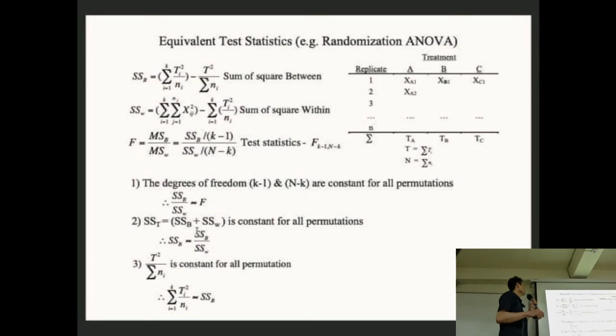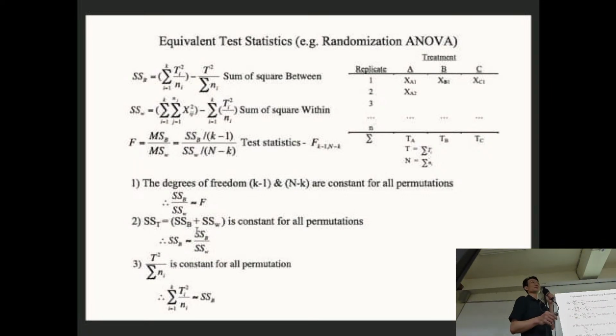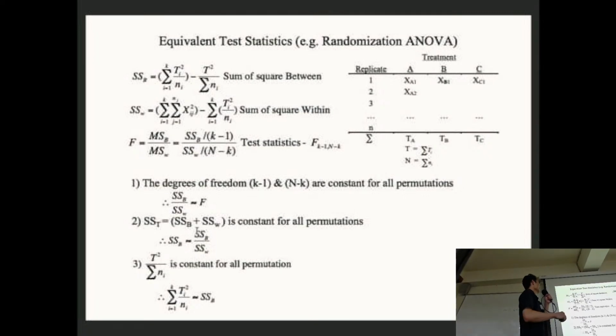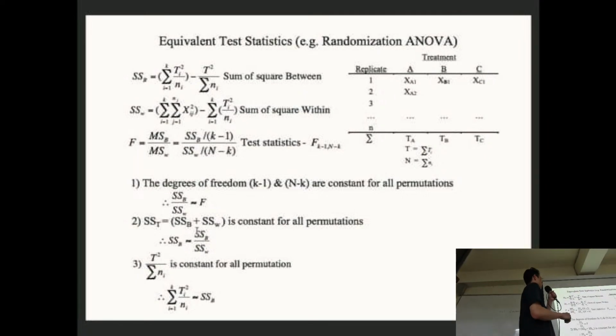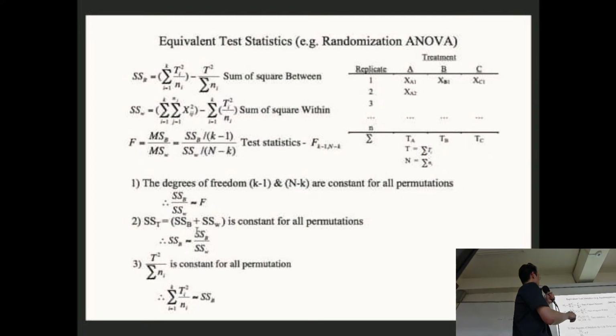But in reality, you do not need to calculate F all the time. You do not need to calculate F. This is called an equivalence test. The reason is, first, the degrees of freedom are constant for all of the permutations. No matter how you do that, these are constant. So F is approximated by this value. But you don't need to divide it, you don't need to take care of degrees of freedom when you generate a new distribution.